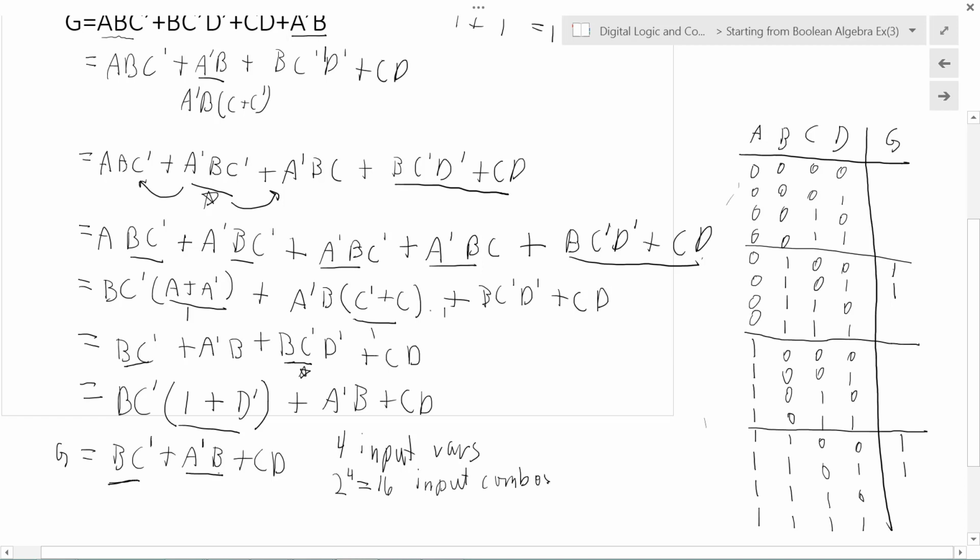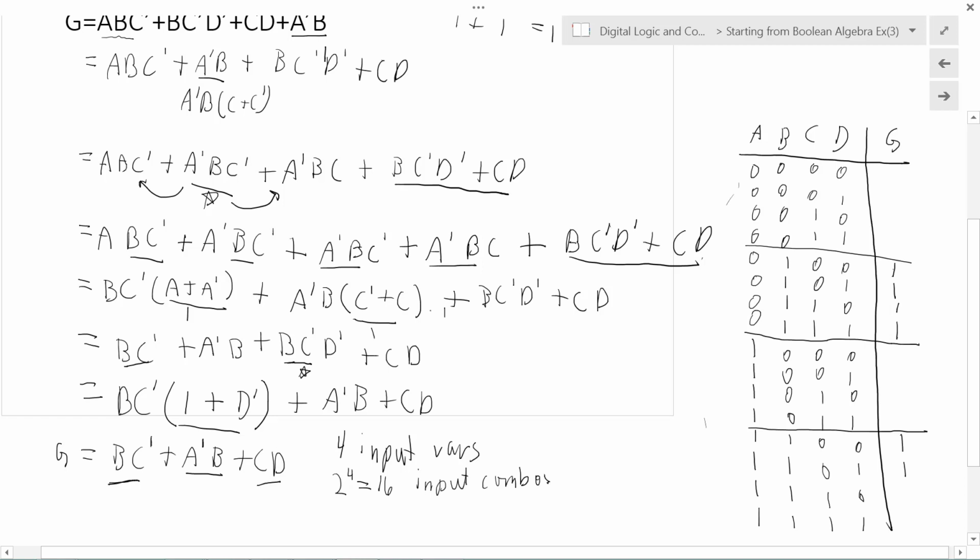Let's look at A prime B. So when A is equal to 0, so A prime is equal to 1 then, and B is equal to 1, so A equals 0 and B equals 1. What are the entries for this condition? So this entry must be true here. This entry here, these are already listed, but also these 2 entries as well. 0, 1, 1, 0 and 0, 1, 1, 1. So we will list those as having an output of 1.